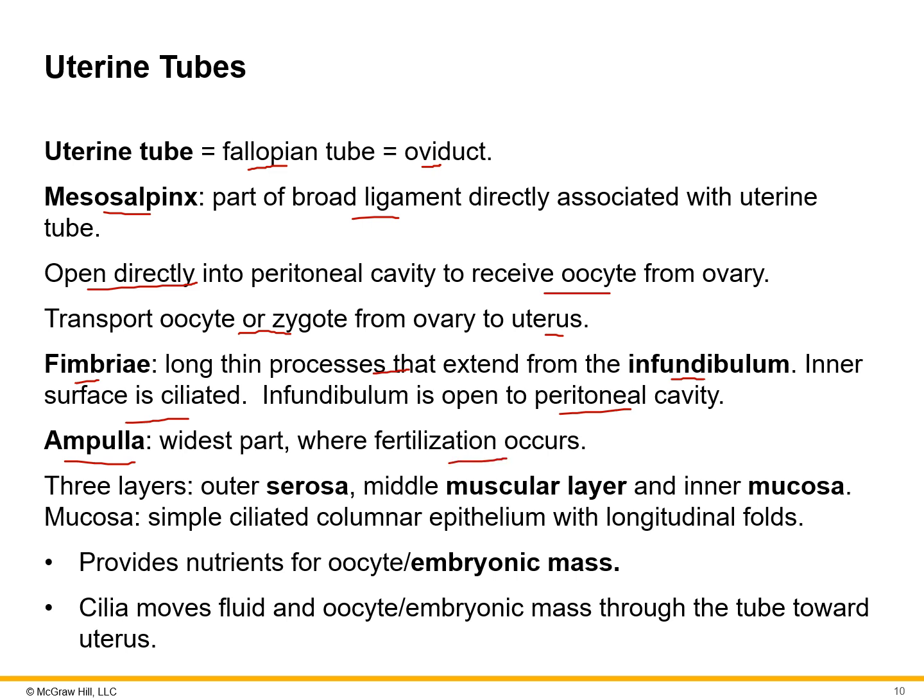And then the 3 layers of the uterine tubes, we have the outer serosa, the middle muscular layer, and then the inner mucosa. So serosa, muscle, mucosa. And that mucosa, that has the ciliated columnar epithelial. So again, ciliated meaning they have those hair-like little projections, column, think about a rectangle, epithelium's on the outside, and then they have those longitudinal folds. And the point of that is to provide nutrients for the oocyte. The cilia help move the fluid as well as the oocyte toward the tube to allow that movement to occur.